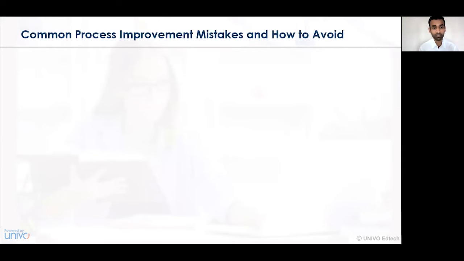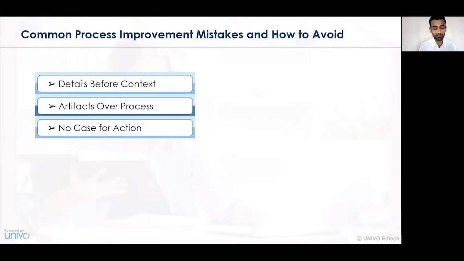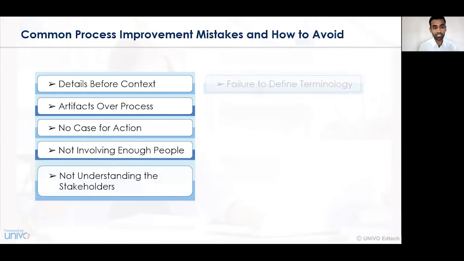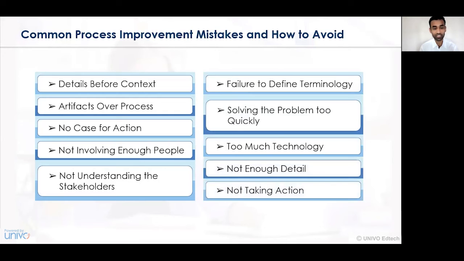Now let us understand the various common process improvement mistakes that can come into existence, and how to avoid those mistakes. Number one, details before the context. Before starting any activity or certain operational cost, we need to have a proper understanding of how to solve those particular activities, and proper information about those activities needs to be made available. Artifacts over the processes. Whenever any process or activity is to be undertaken, we must have artifacts over those particular processes.